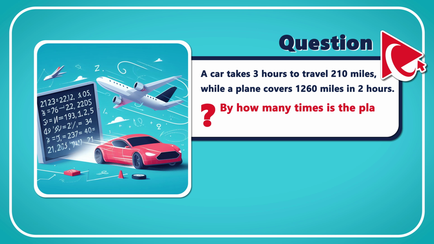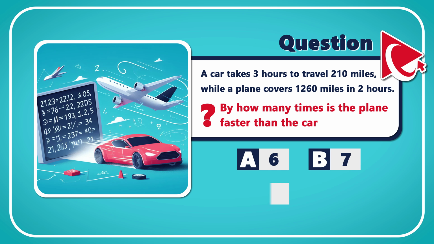By how many times is the plane faster than the car? And you have 4 choices to choose from. Choice A, 6 times. Choice B, 7 times. Choice C, 8 times. And last but not least, choice D, 9 times.